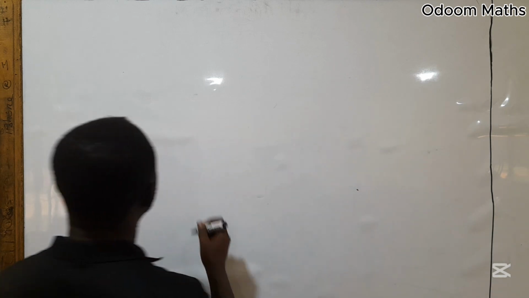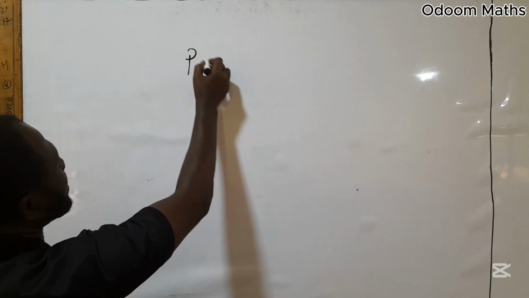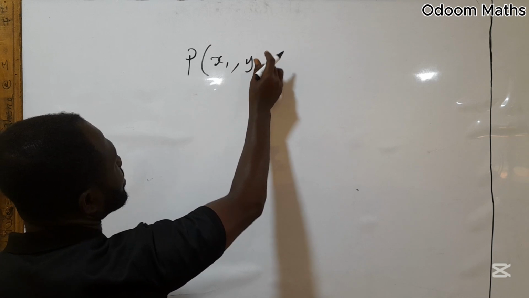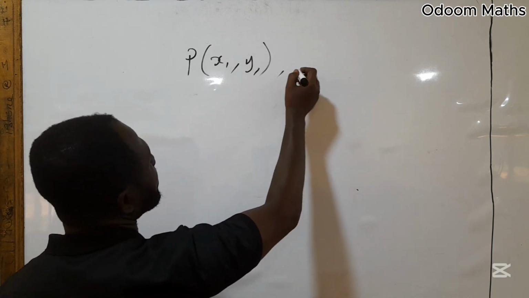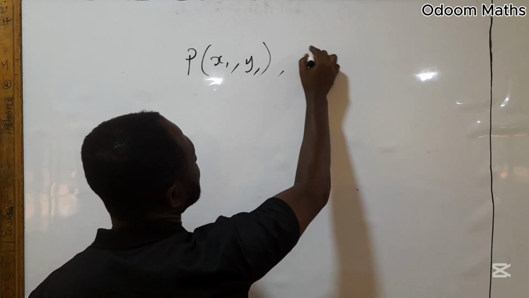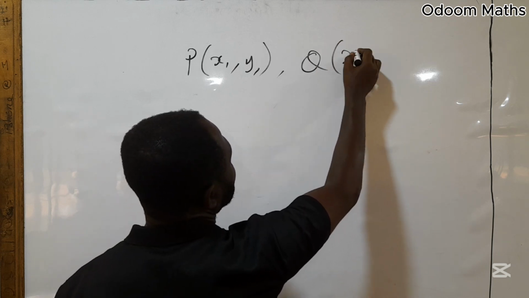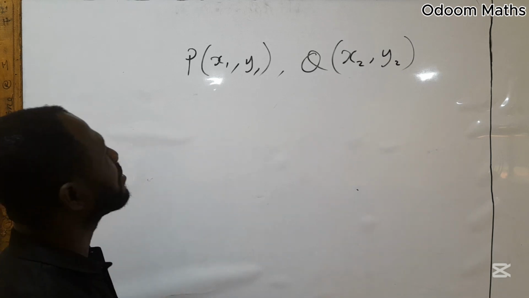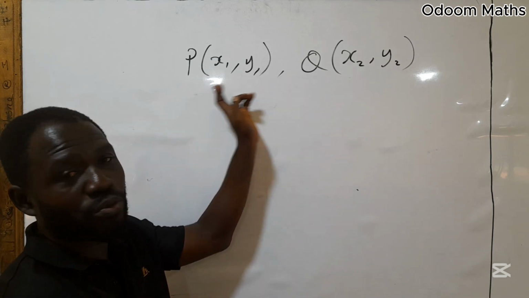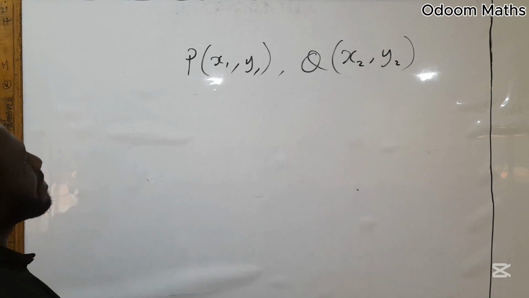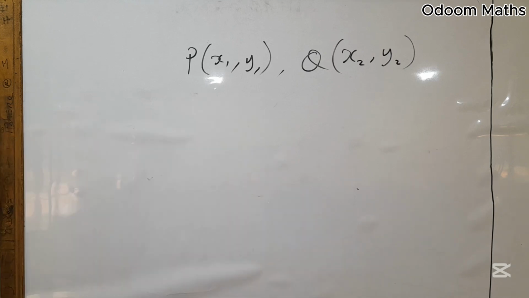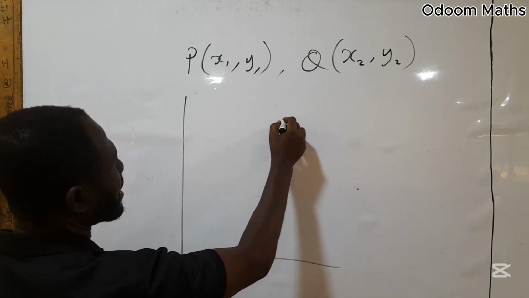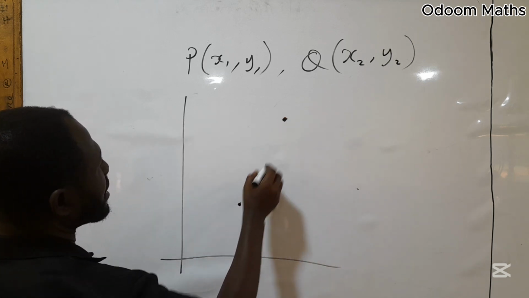So let's assume I have my points P, which is x sub 1, y sub 1, or x1, y1. Then another point Q, which is also x2, y2. Now, the gradient of the line joining these 2 points, let that be M. Let's assume we have this line drawn here.